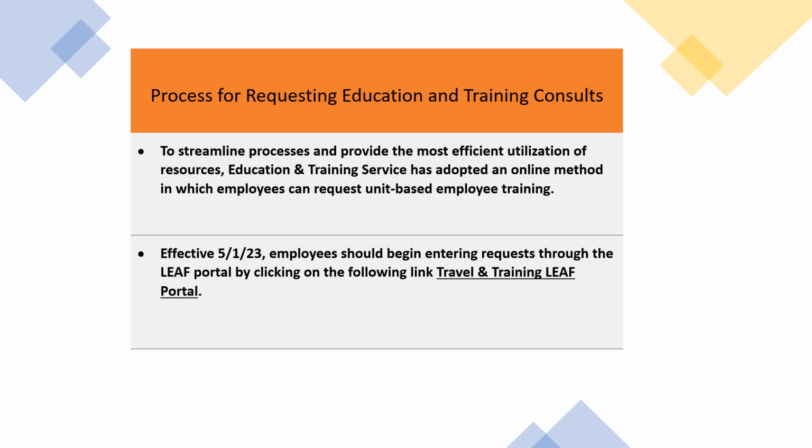And so, what we felt was the best and the most efficient was to utilize the LEAF portal system, and that is how employees are able to request the training. So there is a travel and training LEAF request that is able to be found on the Overton Brooks Education and Training SharePoint site. The Education and Training SharePoint site can actually be found on the main Overton Brooks SharePoint site. And that is how you would access this portal.